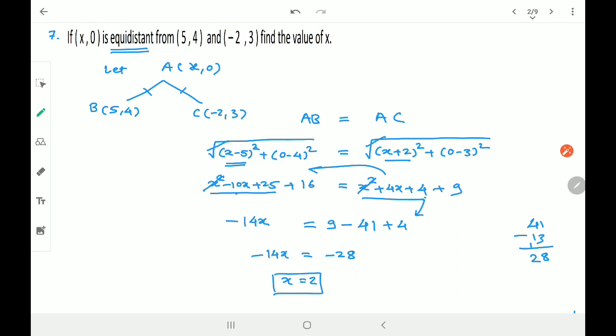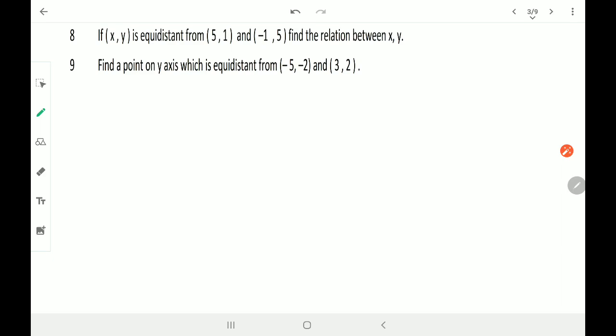Clear? Hope you are getting it. A very simple thing. The word equidistant itself says that distances are equal. And I have my typical formula for distance, that is the distance formula. I can easily get the answer by setting up a simple equation, right? Let's go ahead. The same concept again.